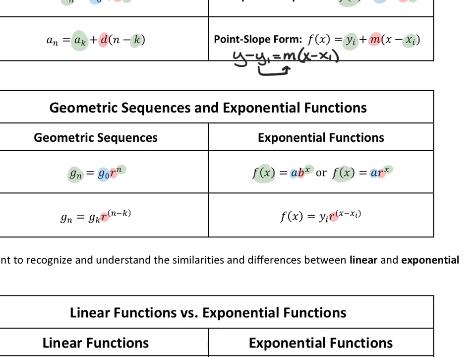and not the initial value because it didn't give it to us, but the y sub i, x sub i, g sub k and k. That is my coordinate point, air quotes, that I'm plugging in that goes along this curve with a certain r value. So again, whether we use the formula for the sequence or exponential function, they work the exact same. Sequences, you just don't connect the dots because they're discrete.